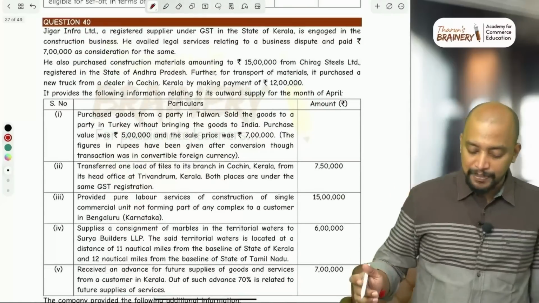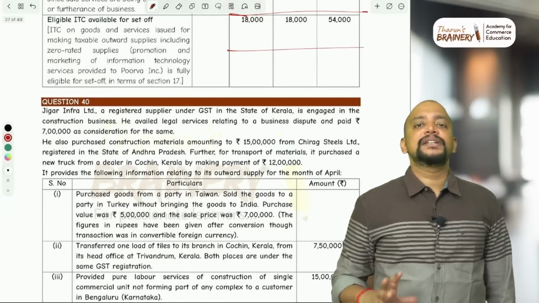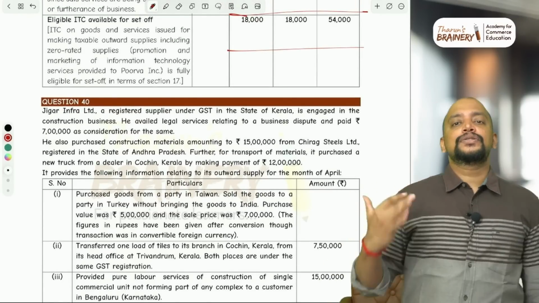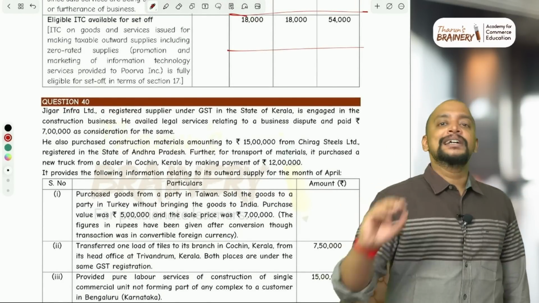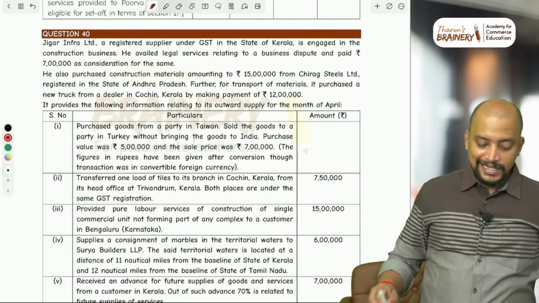So this is an RTP question. It's a good question, connecting some amendments, but it is a little lengthy. So you need to focus a little bit, see every point exactly, and arrive at the answer. Okay, see the next question.